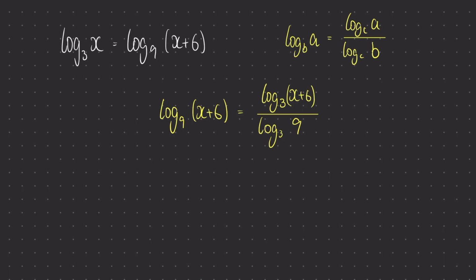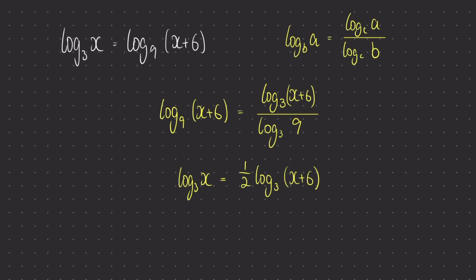I can see that log to the base 3 of 9 is in fact 2. Rewriting 9 as 3 to the power of 2 means log to the base 3 and that base of 3 cancel out. So going back to our equation, I can now rewrite it as log to the base 3 of x is equal to a half of log to the base 3 of x plus 6.